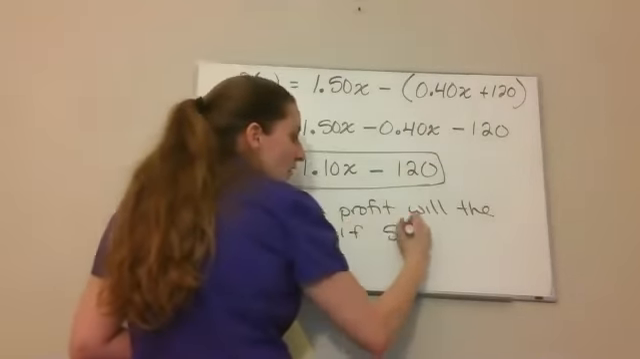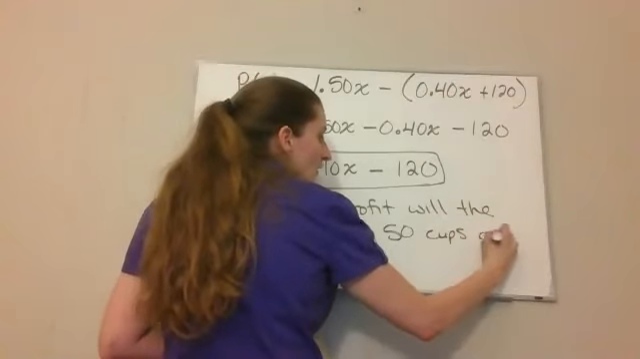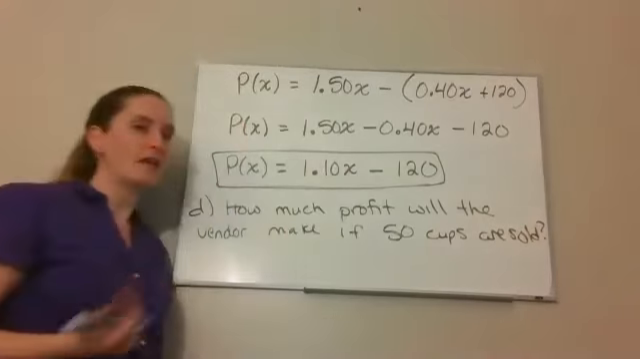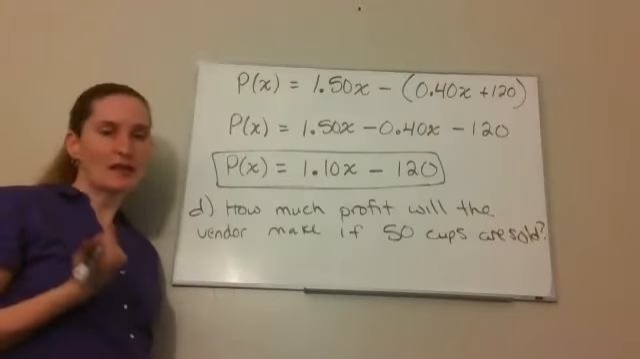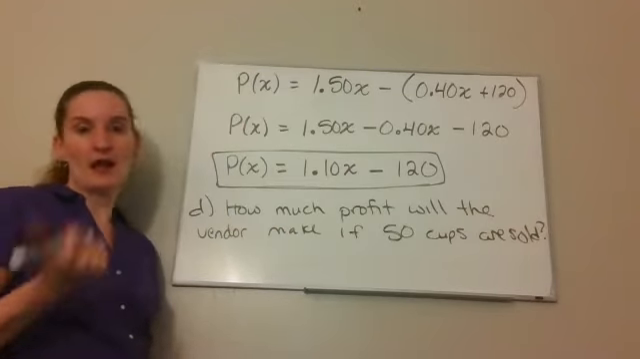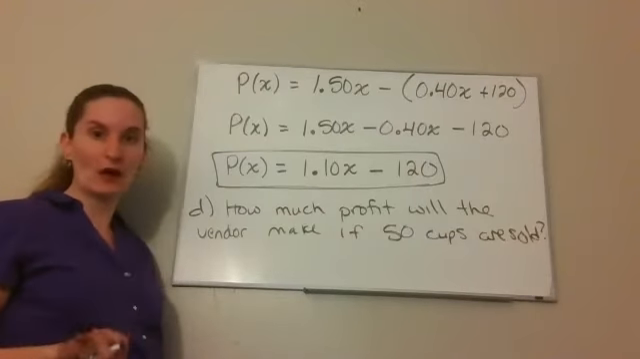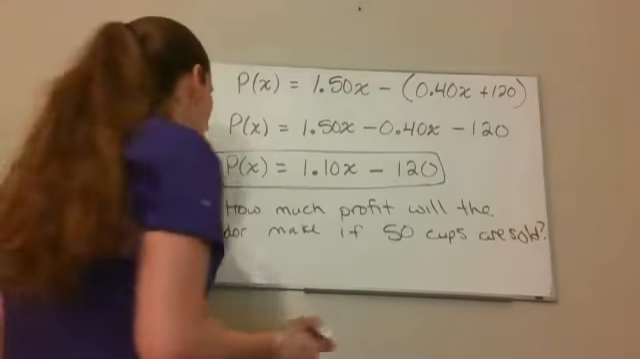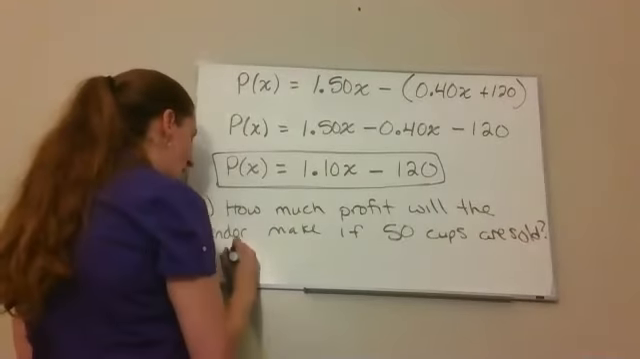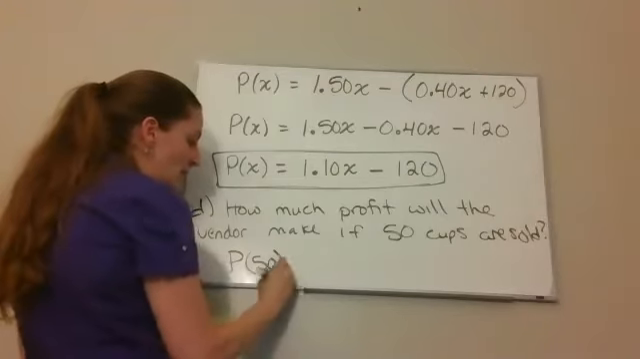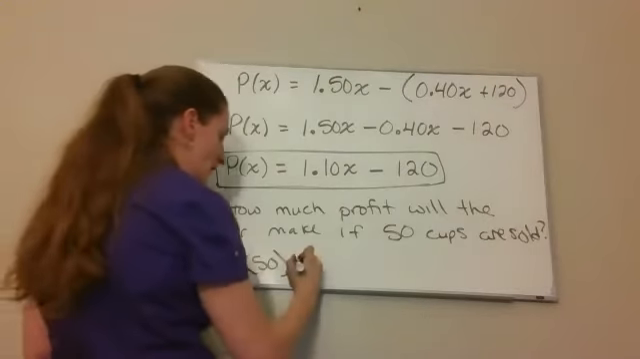If 50 cups are sold. So this vendor is selling all this lemonade and they managed to sell 50 cups of this lemonade. How much money do they get to go home with after paying for this booth and paying for the cost of all these ingredients? Well, this is the same thing as just evaluating my profit function when x is equal to 50. So P of 50.